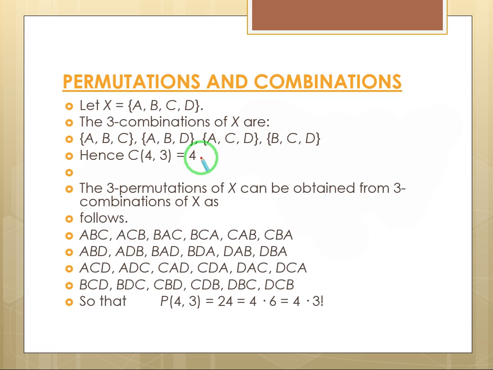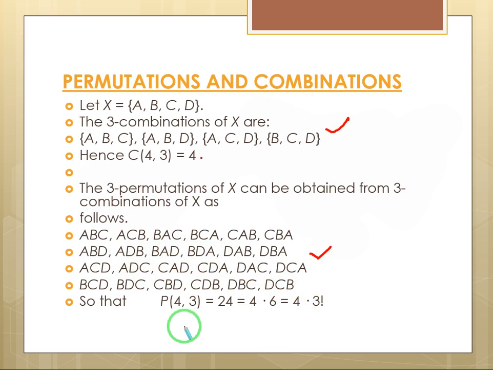4. Okay, so now coming to the permutation. The 3-permutation of X can be obtained from a 3-combination of X as follows. So how many? Now it's up to permutation. Now abc, acd, bac. If you can see here, order matters here, and order doesn't matter in combination. You can see bac, bca, cab, cba, bd, and adb, bad, and so on at the end.